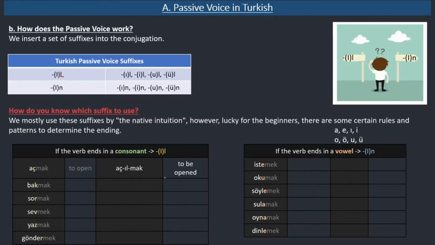To be opened. And how do I choose between ıl, il, ul, ül? Like, why don't we use ül here? Again, that's vowel harmony. After a, you need to use ı. So açılmak, to be opened. And bakmak, to look. And to be looked would be bakıl, bakılmak, to be looked.